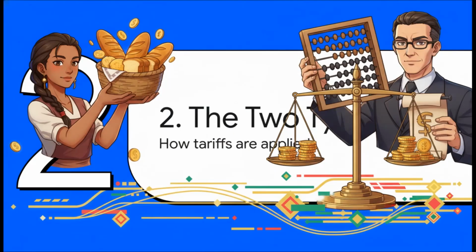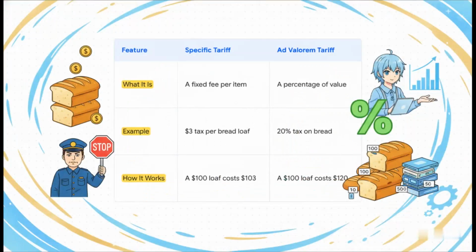But how is this tax actually applied? Well, it turns out there are a couple of different ways to do it. It's not always a flat fee like we saw with our bread example. You've got two main types. The first is a specific tariff. That's the fixed fee we just talked about, $3 per loaf. Doesn't matter if the loaf is fancy or plain.